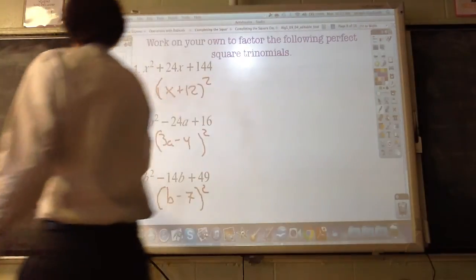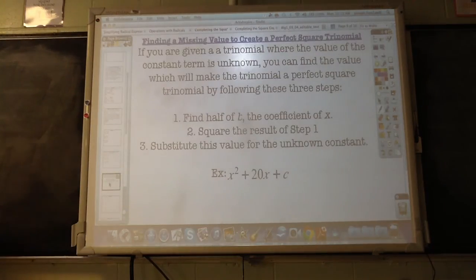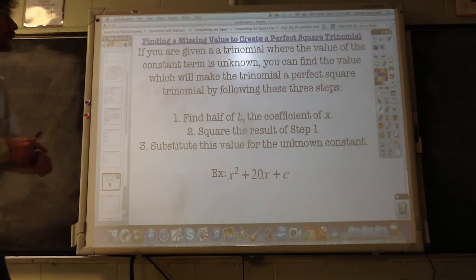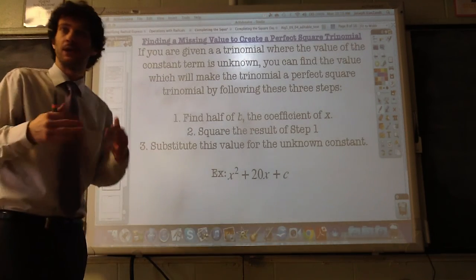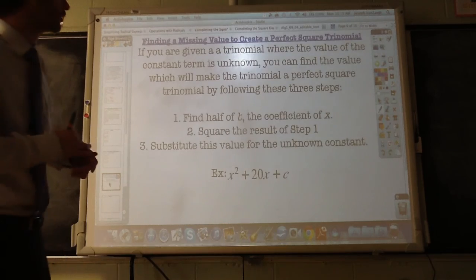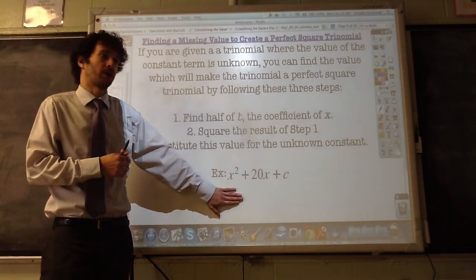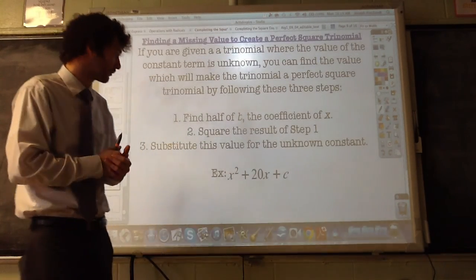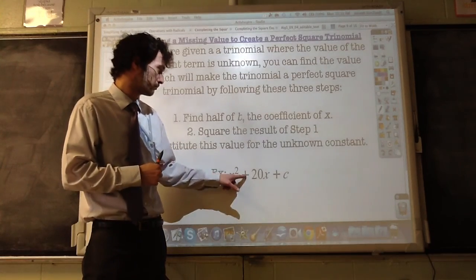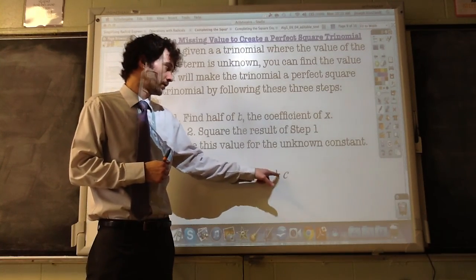Okay, so the next thing we're going to do is find a missing value to make something into a perfect square trinomial. So skip these words for a second and just look down here so you can see what I'm talking about. I've got this trinomial x squared plus 20x plus c.